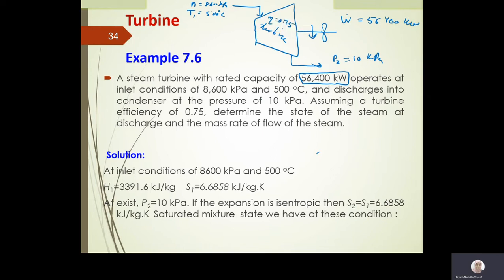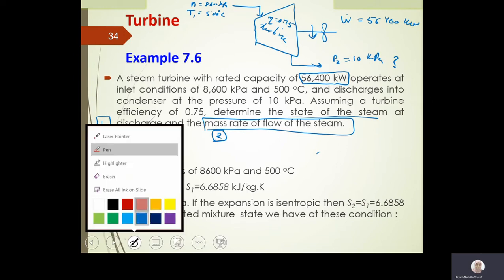Now, the question here is this. They were asking for the state of the steam at the discharge, so this is the first requirement: what is the state at the outlet? And they were asking for the mass flow rate of the steam. So it's two requirements.